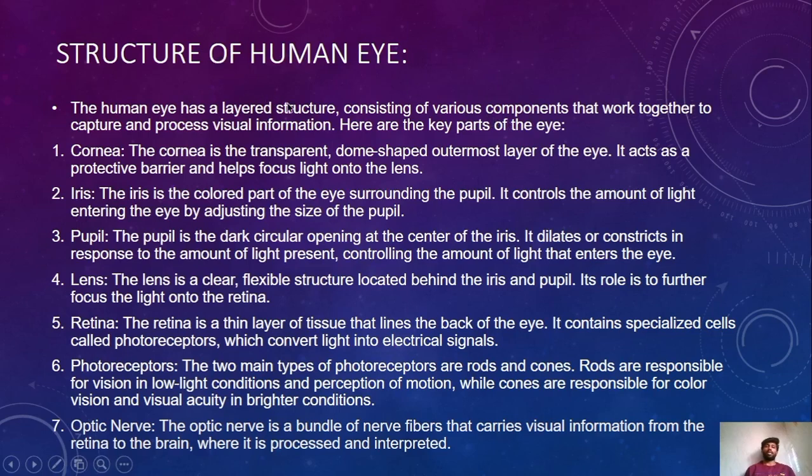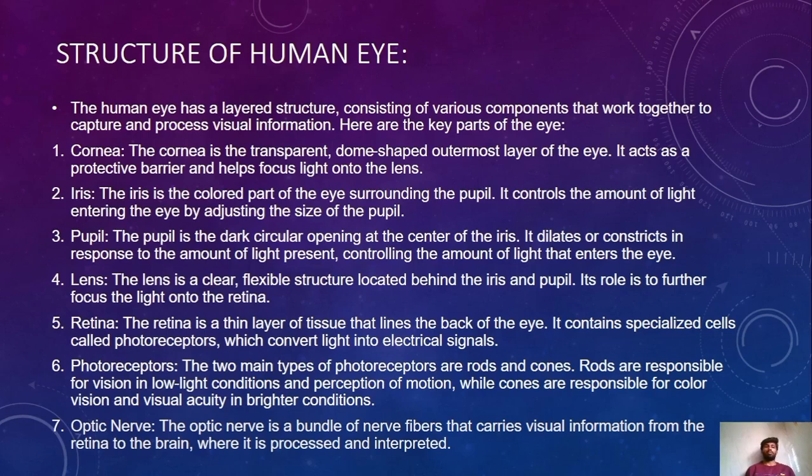The human eye has a layered structure consisting of various components that work together to capture and process visual information. Here are the key parts of the eye: cornea, iris, pupil, lens, retina, photoreceptors, optic nerve. These are the key parts of the human eye.